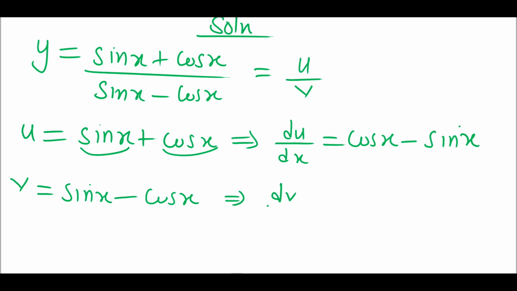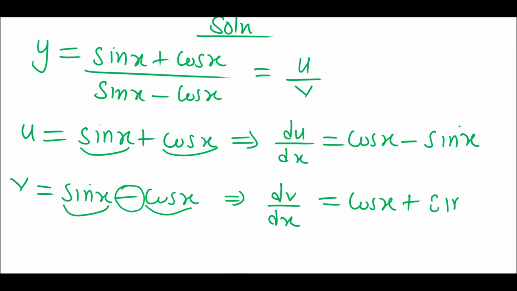Now let us differentiate our v with respect to x. So dv dx. When you differentiate sine x, you are going to get cos x. When you differentiate your cos x, you are going to get negative sine x, but we already have a negative here, so it's going to be plus sine x. All right.